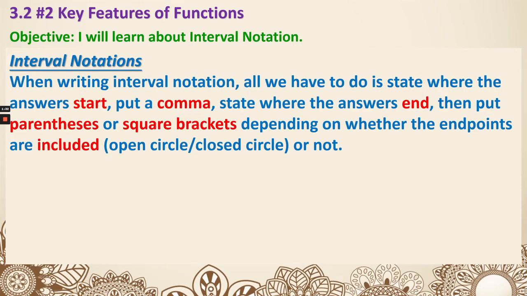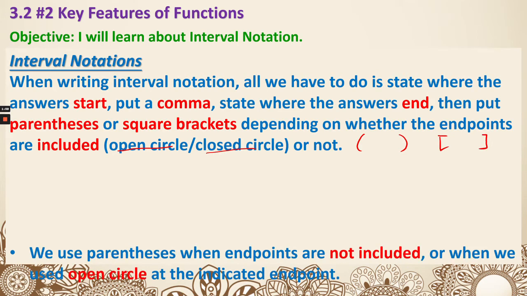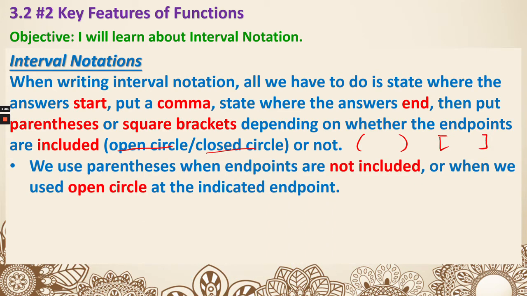And here it is. When writing interval notations, all we have to do is state where the answers start, put a comma, state where the answers end. Then put parentheses or square bracket, depending on whether the endpoints are included or not. And when we say included, if it's open circle, that means not included. If it's closed circle, that means it is included. Parentheses look like that. Square bracket look like this. We use parentheses when endpoints are not included, or when we use open circle at the indicated endpoint.